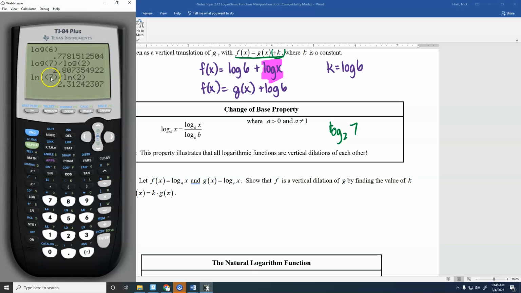Why not? Oh, because I have 2 parentheses right there. Hold on. Should get the same number.